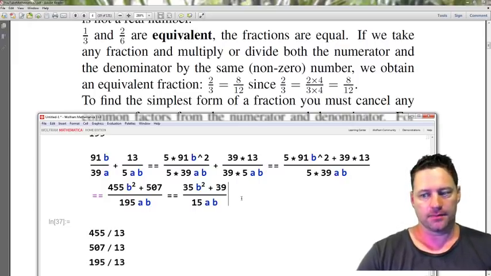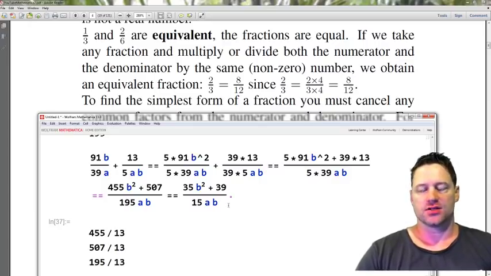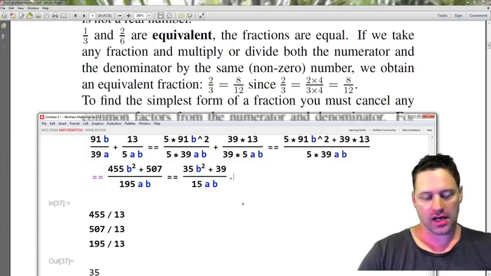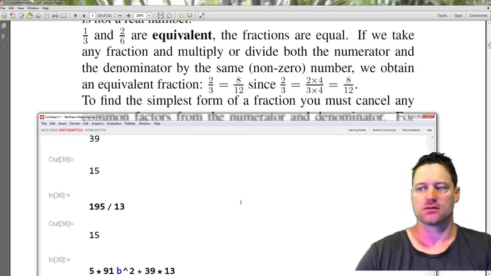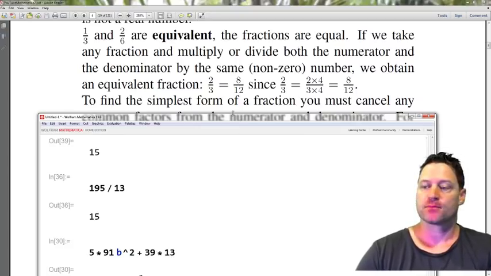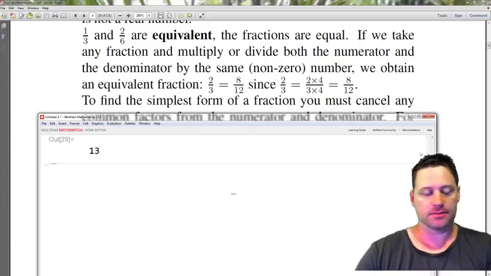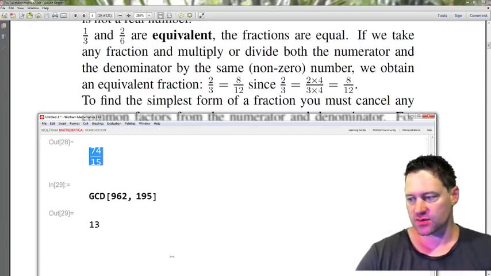Okay, and that is an algebraic expression fully simplified. Now, to do with fractions, you also need to know how to multiply them and how to divide them. Let's have a look at how to multiply two fractions. Well, that's really easy. You simply multiply the numerators and the denominators. So I'm not going to go into a lot of detail on that.